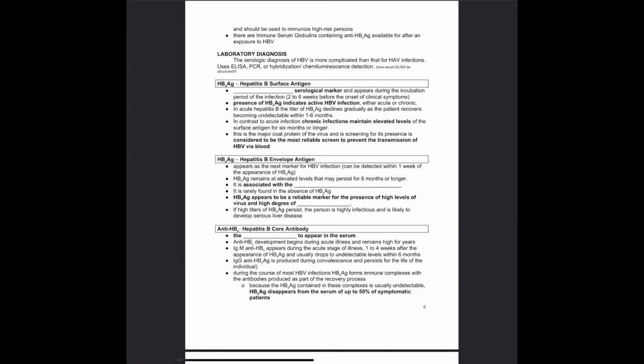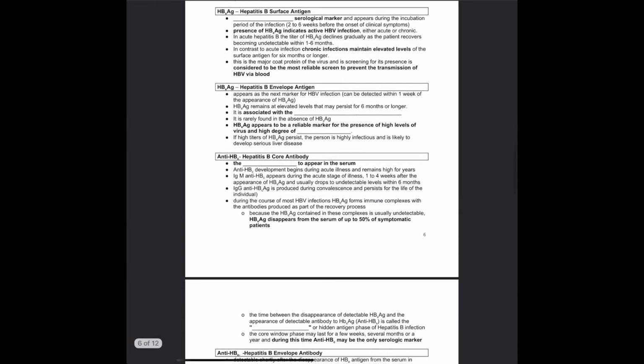During the course of most hepatitis B virus infections, the surface antigen forms immune complexes with the antibodies produced as part of the recovery process. Because the surface antigen contained in these complexes is usually undetectable, the surface antigen disappears from the serum in up to 50% of symptomatic patients.